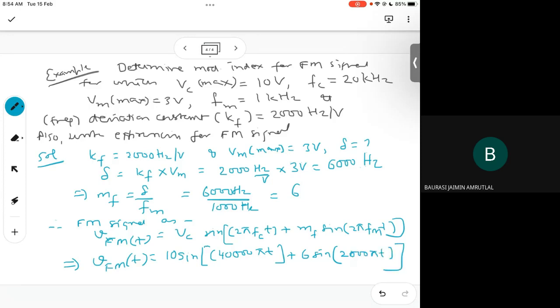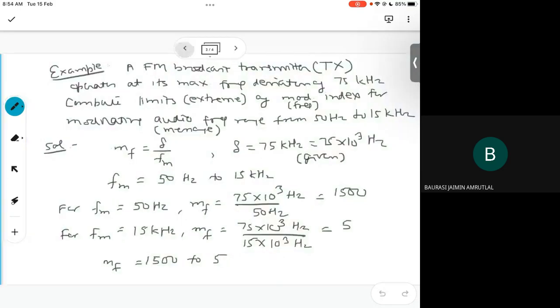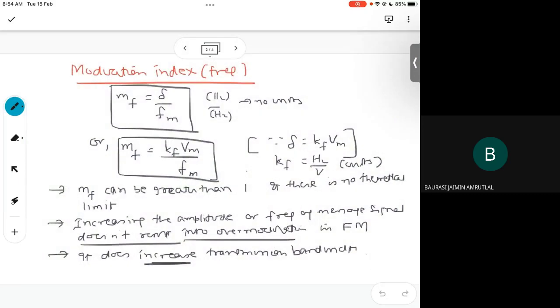So that is the parameter. Please note that the frequency deviation constant has got the units of hertz per volt, and modulation index doesn't have any unit, which is given as delta over fm. So these are the three expressions that we talk about: mf, kf, and delta, that we have learned.